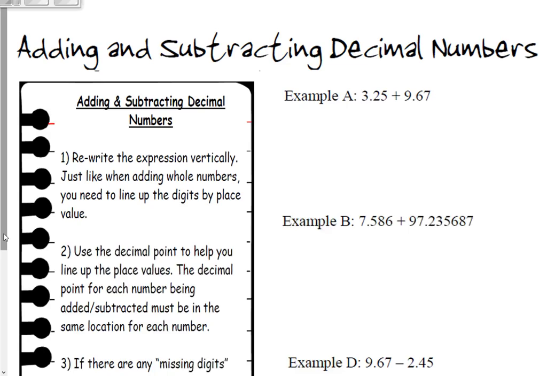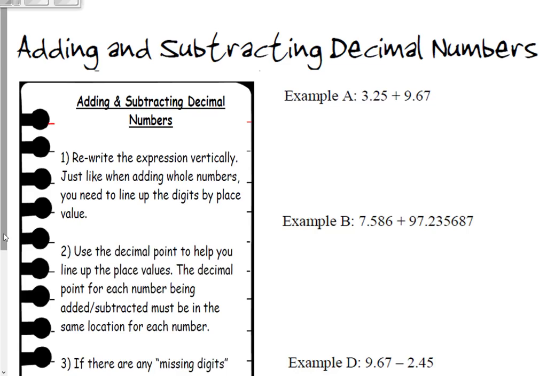And I don't think I'm able to zoom this. I'm sorry, because the recorder button is there. But let's take example 1. We have 3 and 25 hundredths plus 9 and 67 hundredths. Think of this as money. If I bought lunch for $3.25 and dinner for $9.67, how much money did I spend altogether, essentially?